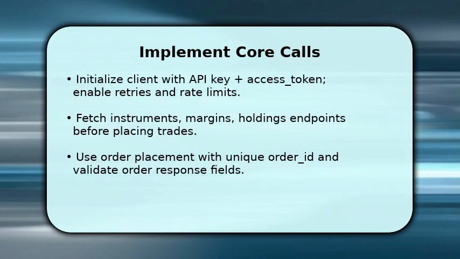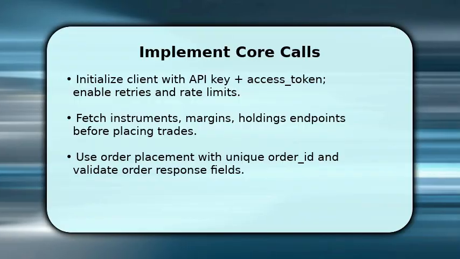You now wire up the core client and make tested calls. Initialize the client using your API key and the freshly obtained access token. Configure retries and respect rate limits to avoid throttling.